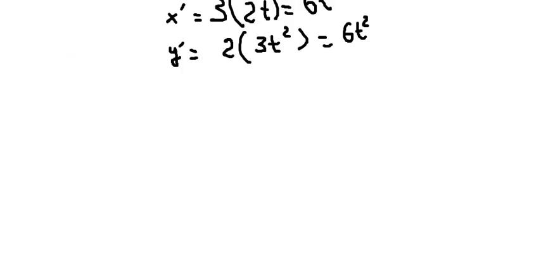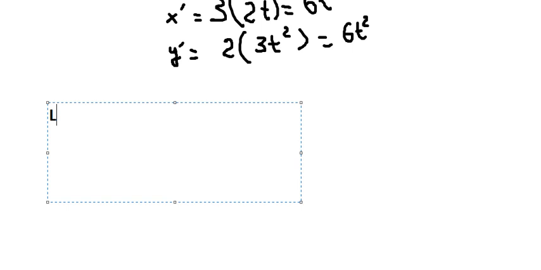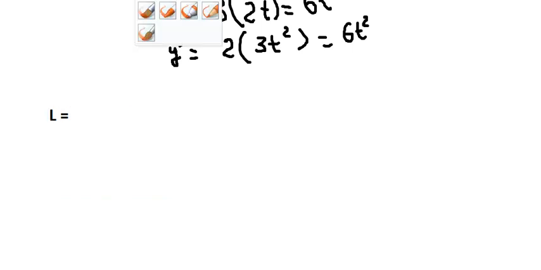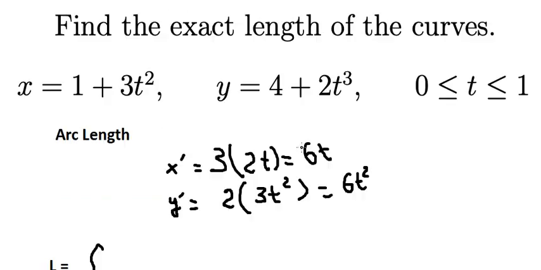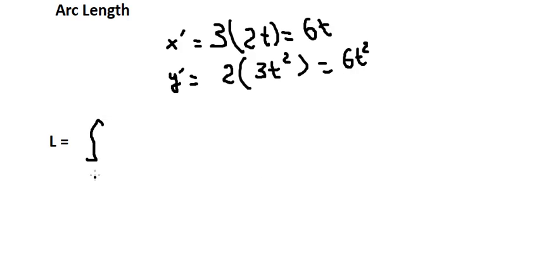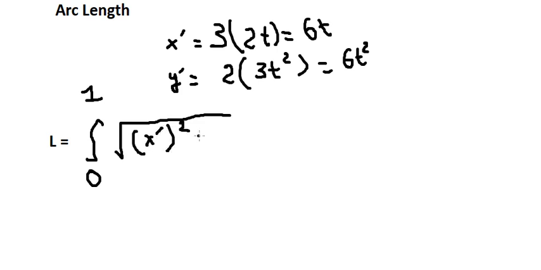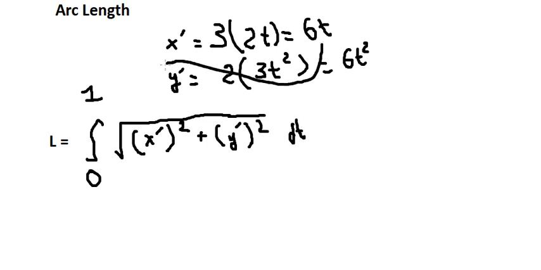Now we can apply the formula in here. We have L equals the integration from 0 to number 1, and we have the square root, and we have first the derivative of x with the power number 2, and first the derivative of y with the power number 2, dt. So I will put this one here and this one here. And now we have like this.